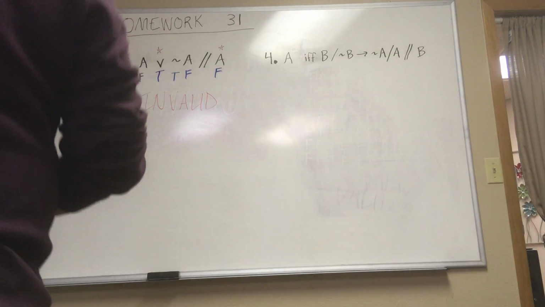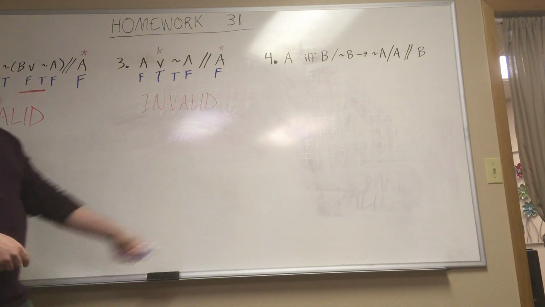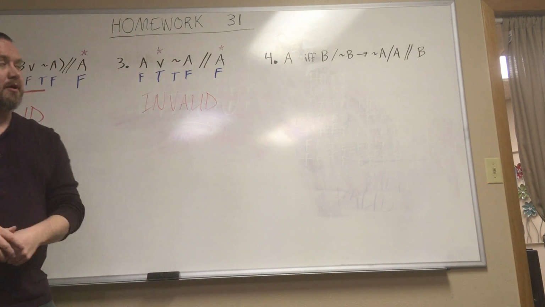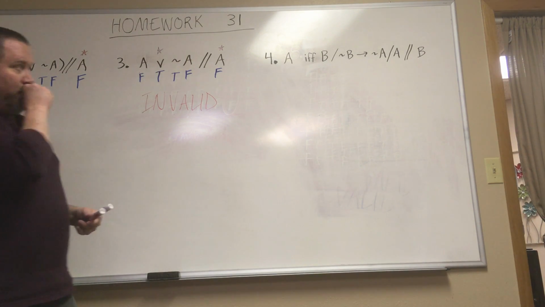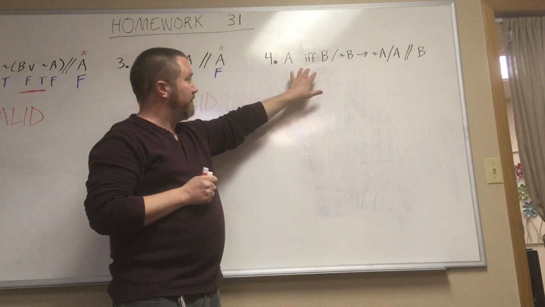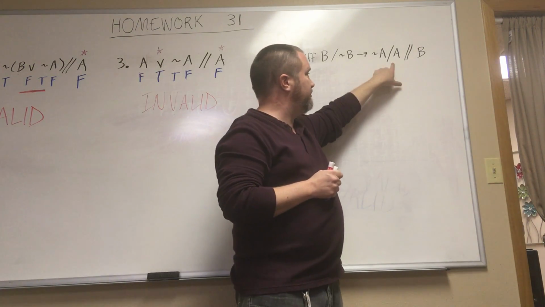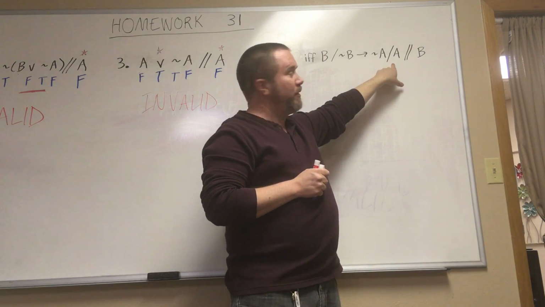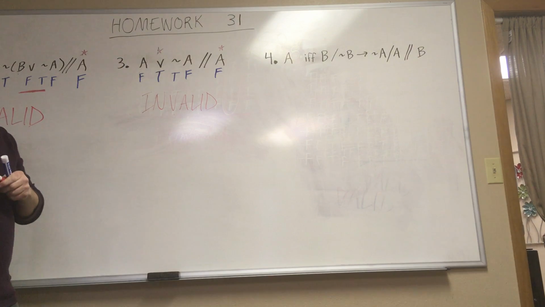So, last problem of homework, example problem of homework 31. Going to do example problem number 4. So we have 3 premises and a conclusion. Premise 1, premise 2, simple proposition A is premise 3, and then simple proposition B is the conclusion.